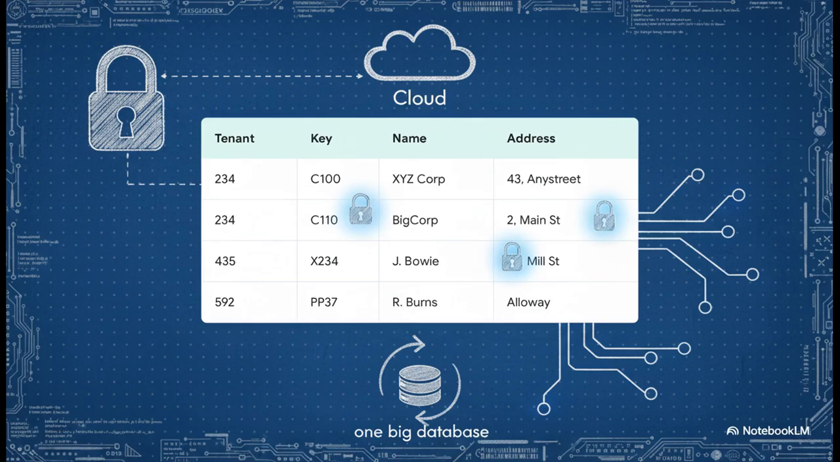The main idea is that all the customers, or tenants, share the same database. This is way cheaper and more efficient than having a separate database for every single customer. So how is it secure? Well, that's where data partitioning comes in. If you look at this table, you'll see every row of data has a tenant ID. That ID is the secret sauce. The software is built so that whenever it fetches data, it always includes a check for that tenant ID. So even though data from XYZ Corp and JBowie might be physically stored right next to each other, the software builds an invisible wall between them. It's logically impossible for one tenant to see another's data.